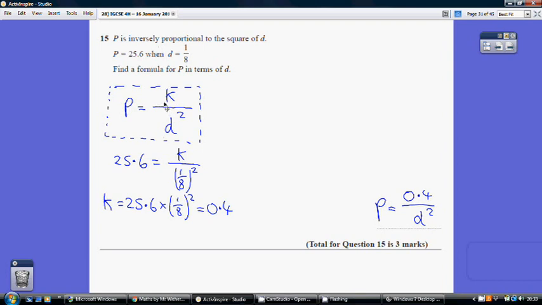Now in order for us to be able to do this, they need to sort of freeze time for a moment and tell us what P is when we know D and vice versa. So we know when P is 25.6, D is 1/8. So substituting P in with 25.6, D with 1/8, we get this. So multiplying both sides by 1/8 squared, I can see that K is equal to 0.4. So my final new improved formula is no longer P equals K over D squared, but because I know K is 0.4, it's P equals 0.4 over D squared.